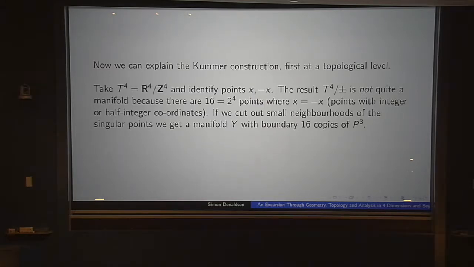And these give points in this space which are not points where it's a manifold. And it's not hard to see that if we cut out small neighborhoods of these bad points, these singular points, then we get a manifold. But now it has boundary: 16 copies of this three-dimensional projective space.